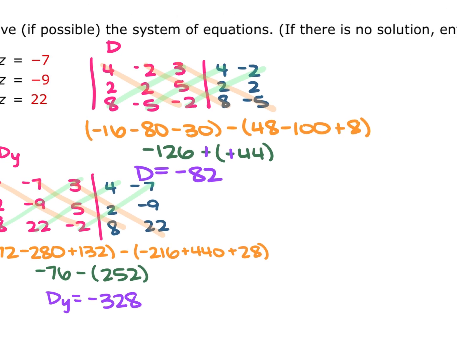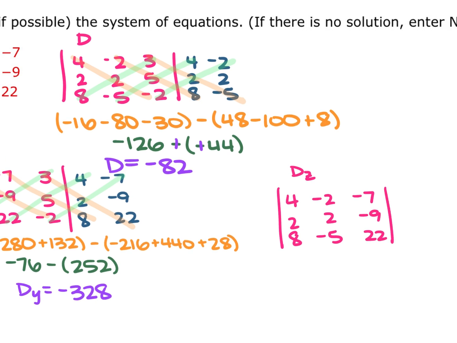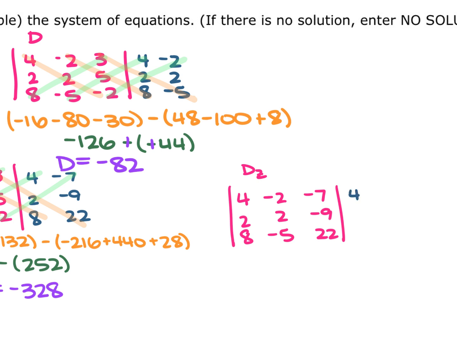The next thing you're going to find is D sub z. So that means your x values stay as 4, 2, 8. Y values stay negative 2, 2, negative 5. Z values become your answers of negative 7, negative 9, 22. Rewrite the first two columns. So 4, 2, 8, negative 2, 2, negative 5. And multiply diagonally. Start from top to bottom.